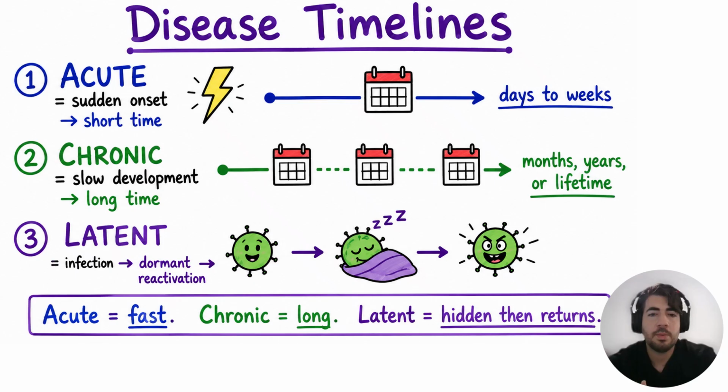So quick memory line is this. Acute is fast, chronic is long time, and latent is he's hidden, and all of a sudden, boom, he wakes up and you get the condition.